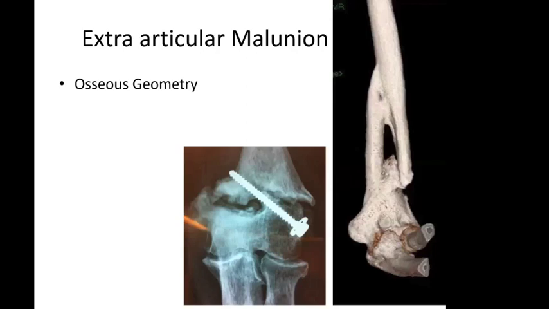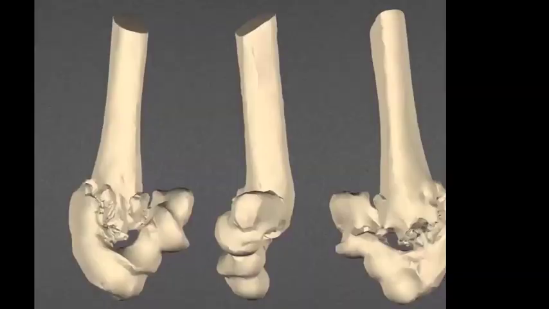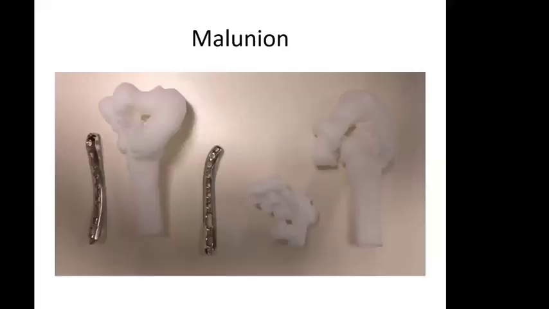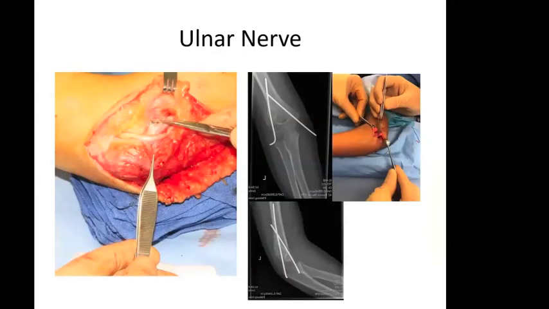Extra-articular malunion, again, the aim is to restore the osseous geometry, but these are challenging cases and require 3D planning, 3D jigs, and fixation. Ulnar nerve problems involve adhesion and also conditions where they are impaled by K-wires.